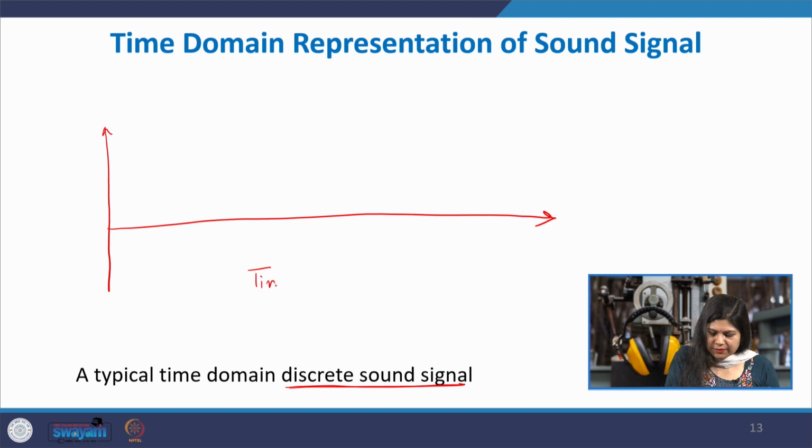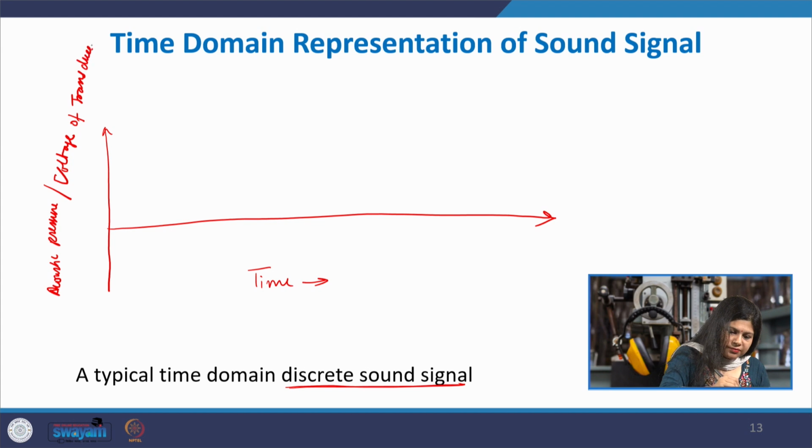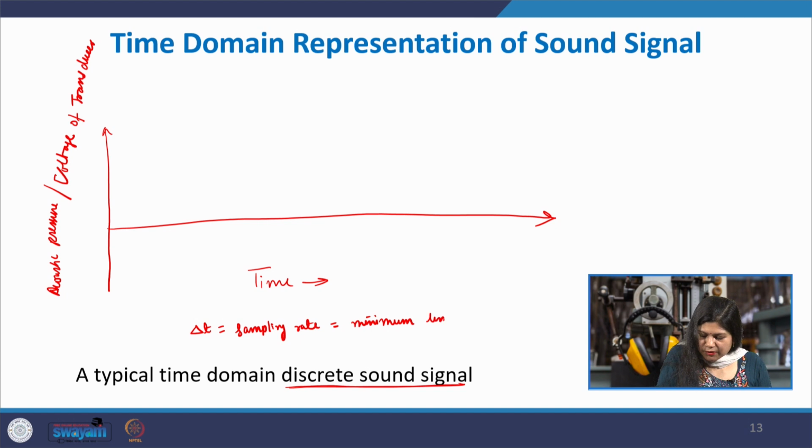You have time and you have the acoustic pressure or the corresponding voltage of the transducer that has measured this, with a certain fluctuation. So, let us say delta t is the sampling rate, which is the minimum time interval of measuring. So, here what is happening is that after every delta t we are making one measurement.